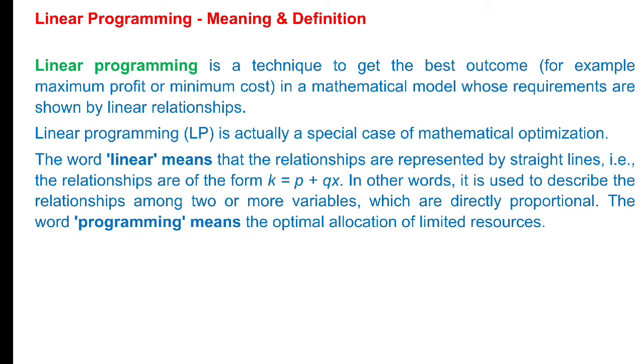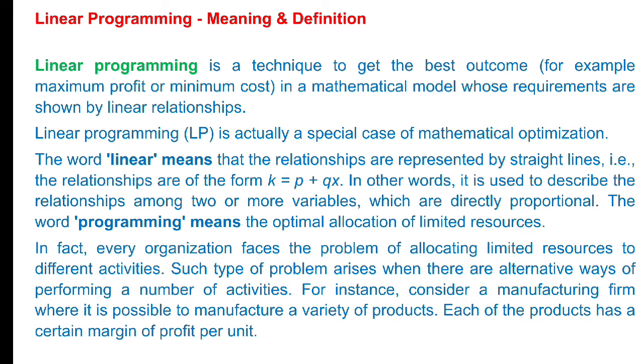In that, linear means relationships are represented by a straight line. The straight line format we studied in lower classes. The equation of a straight line is y equal to mx plus c. In the same way we are going to describe. Here there are two variables, one is directly proportional to the other, or more which are directly proportional. Programming means optimal allocation of limited resources. Whichever limited resources are there, we can use them for maximum allocation.